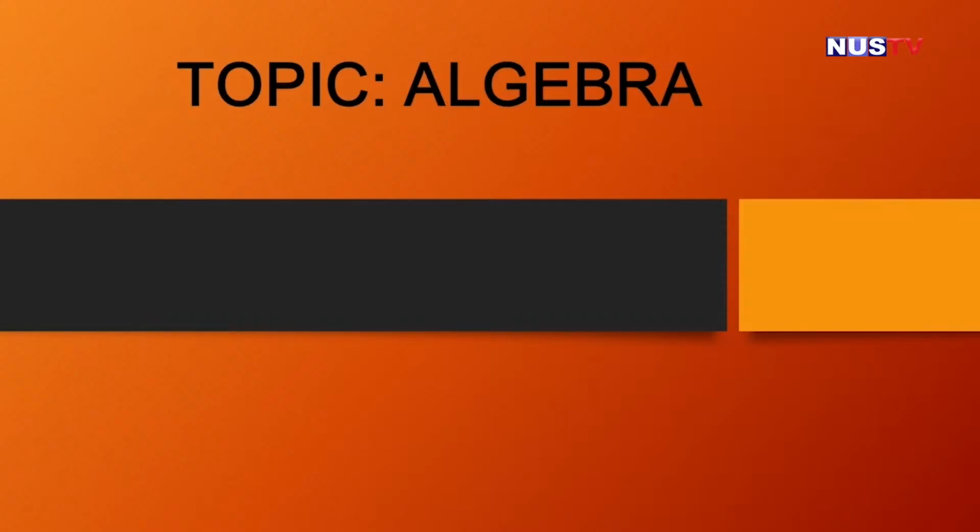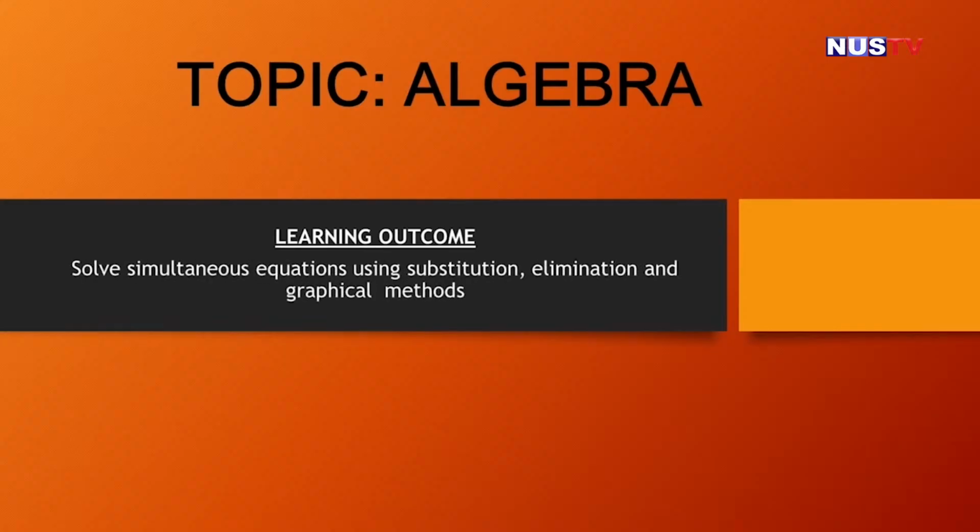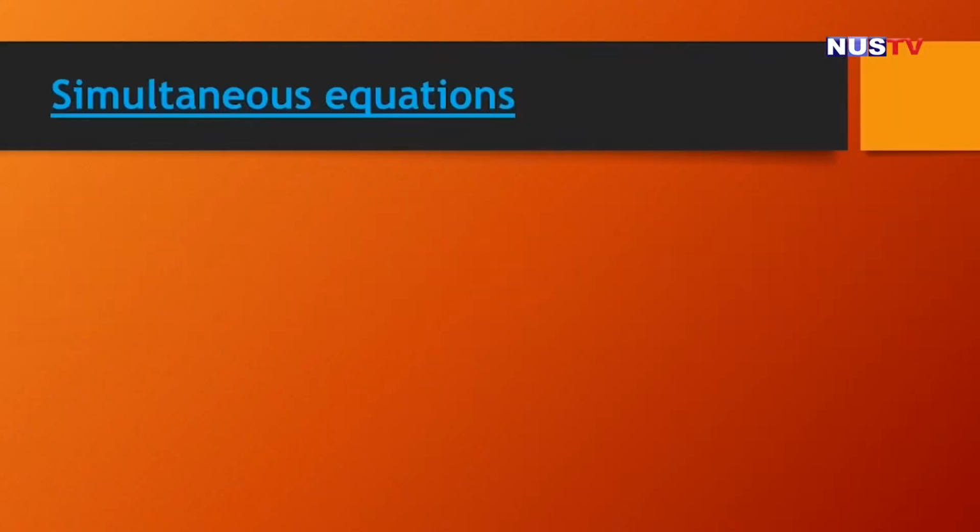Our topic for today, we will be talking about algebra. So algebra with the learning outcome of solve simultaneous equation using substitution, elimination, and graphical methods. And this lesson will be for Year 12 students. What is simultaneous equation, by the way?